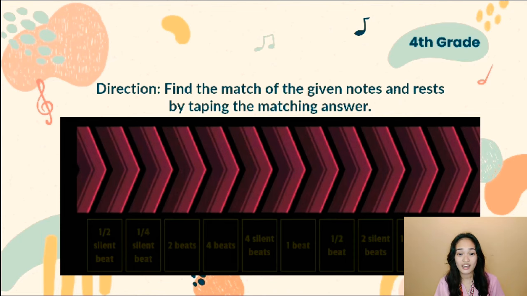And again, with that, notes are musical sounds that represent sounds. There are five kinds of notes, namely the whole note, the half note, the quarter note, the eighth note, and the 16th note. And while rests represent silence in music, there are five kinds of rest, namely full rest, half rest, quarter rest, eighth rest, and 16th rest.